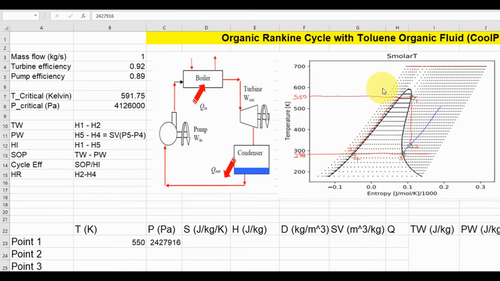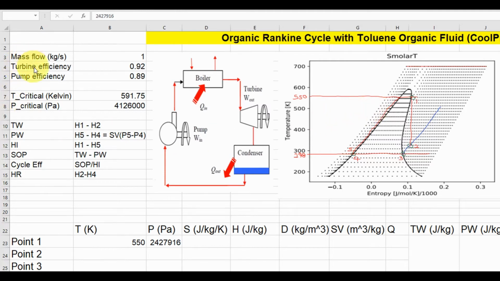Looking at this fluid, toluene, its critical temperature is somewhere around the tip of this dome shape, which is 591.75 Kelvin. And its critical pressure at this point is 4.126 megapascal. So the temperature and the pressure specification that we have for the working fluid operating in this cycle is below the critical pressure and the critical temperature.